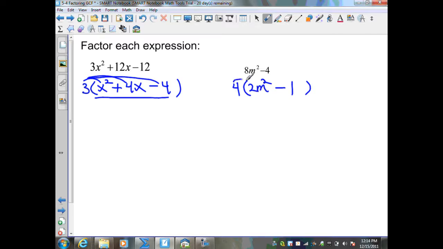I can check my solution. 4 times 2 is 8m squared. 4 times a negative 1 is a negative 4. And if we recall, we want to write this as a product of its factors. And the product of its factors is 3 times this quantity. Here, 4 times this quantity.